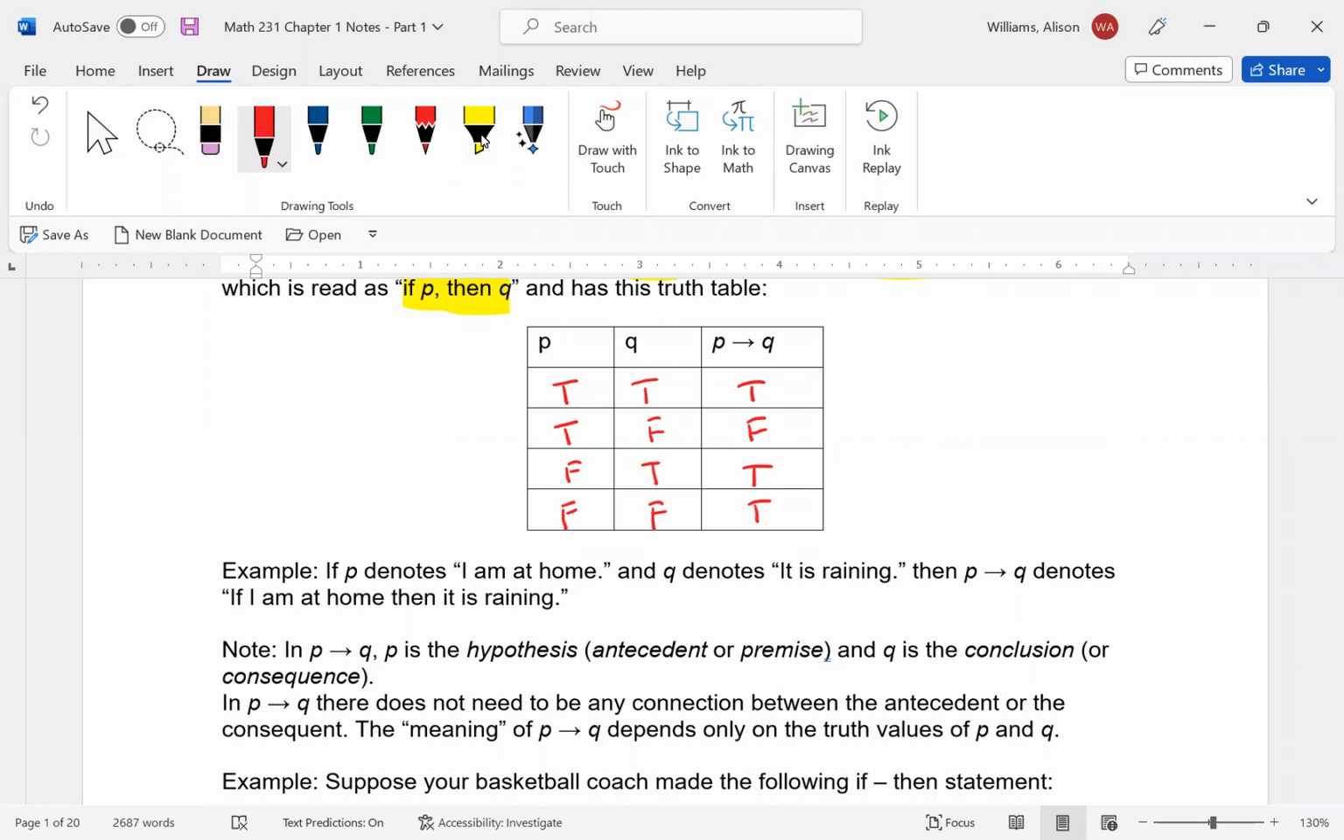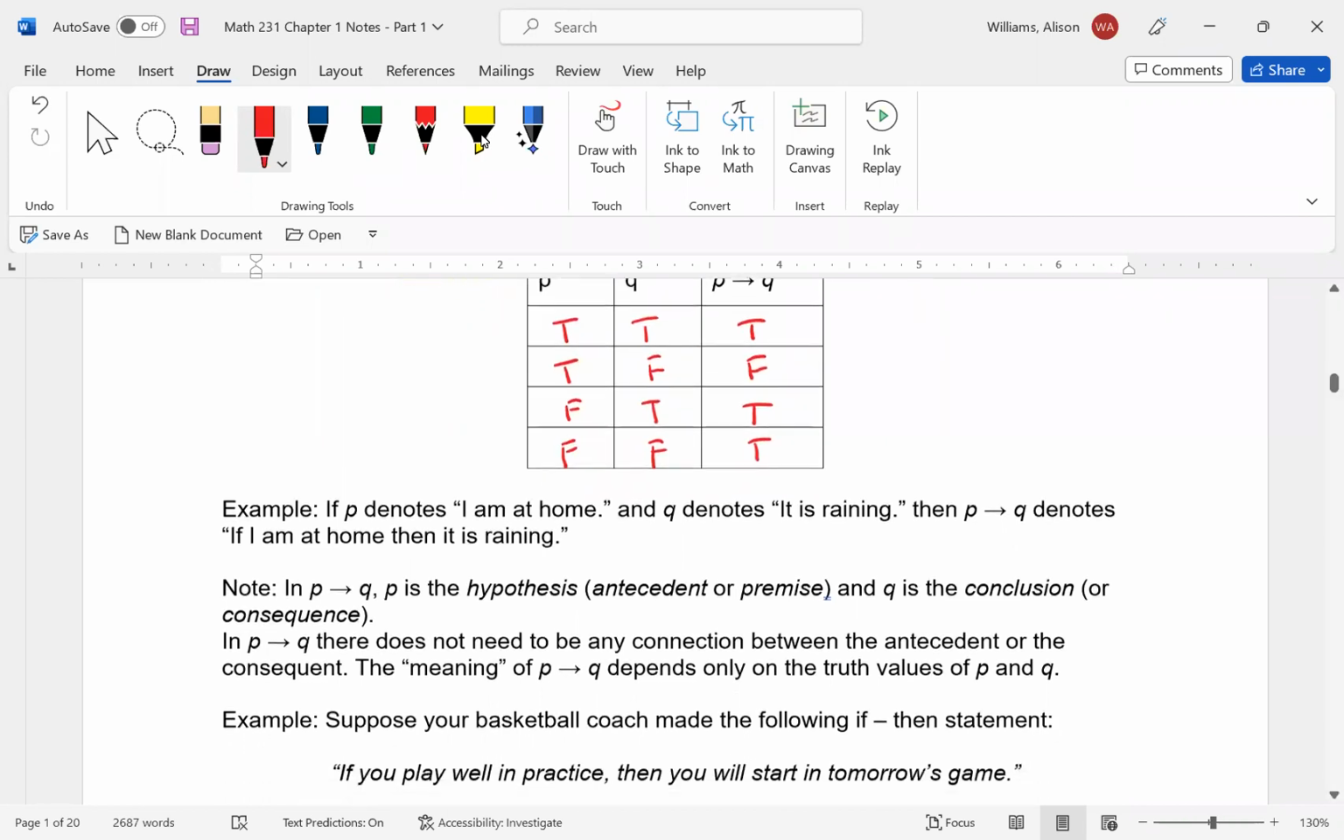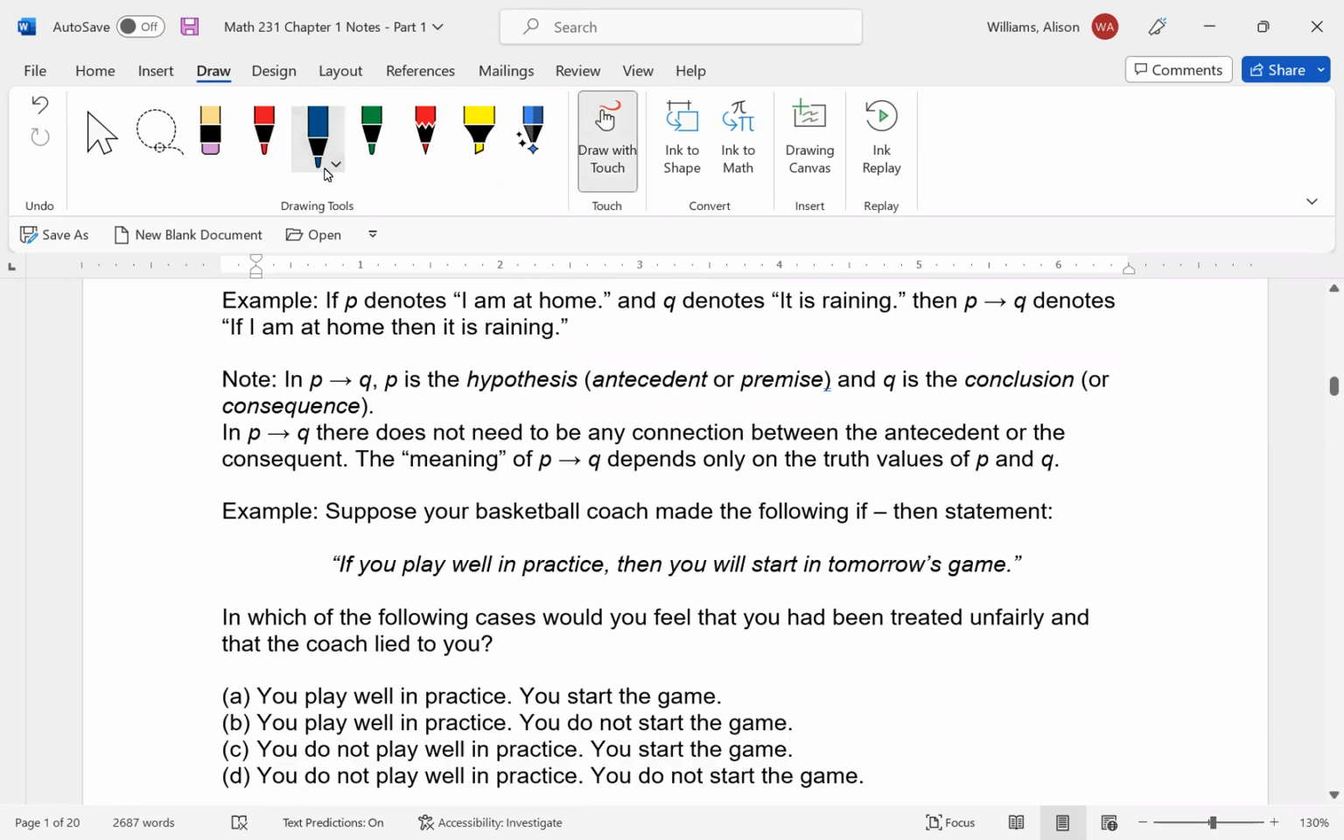Let me explain why the truth table is set up this way. It makes sense when you think of and versus or. And means both of them need to be true for it to make sense. Or means one of them might be true, and that's okay. But if then is very specific. We have one case where it's a problem. Let's look at this example. Suppose your basketball coach made the following statement: if you play well in practice, then you start in tomorrow's game. So there's the if then statement.